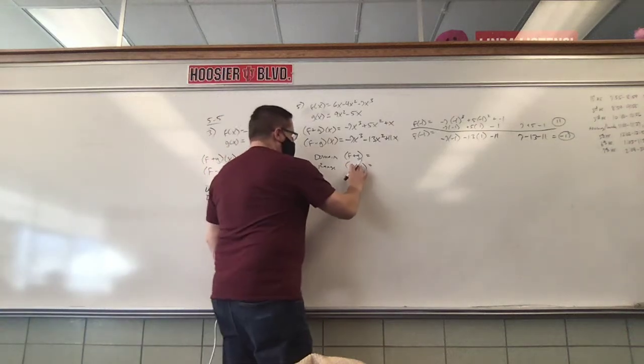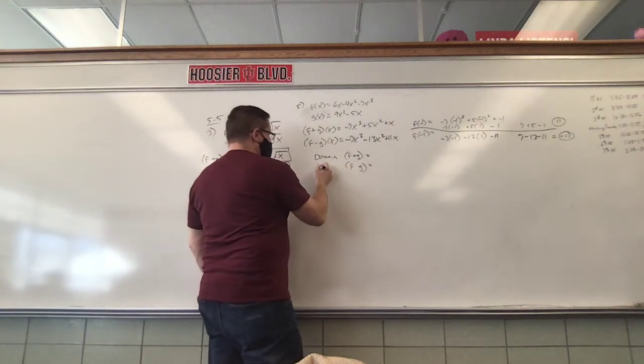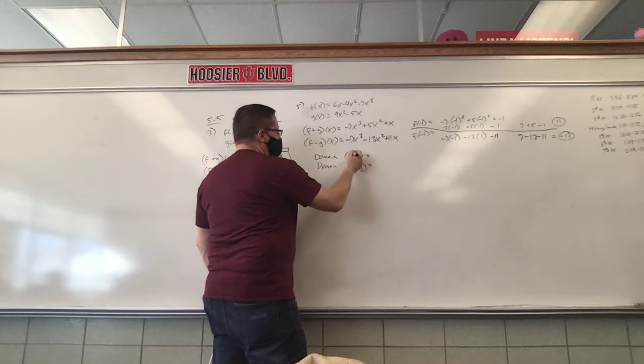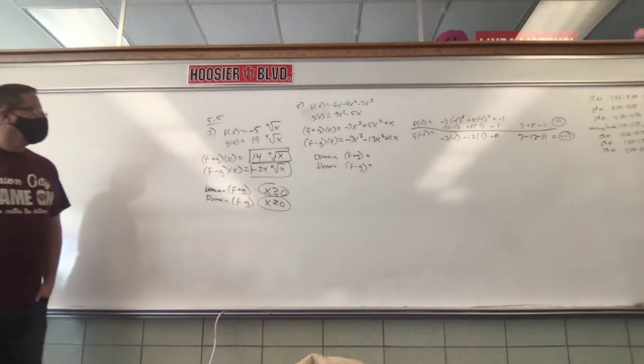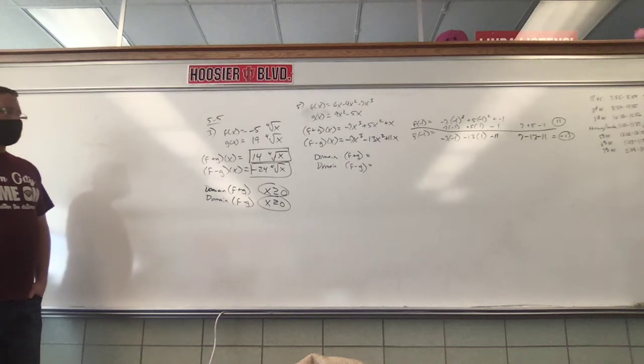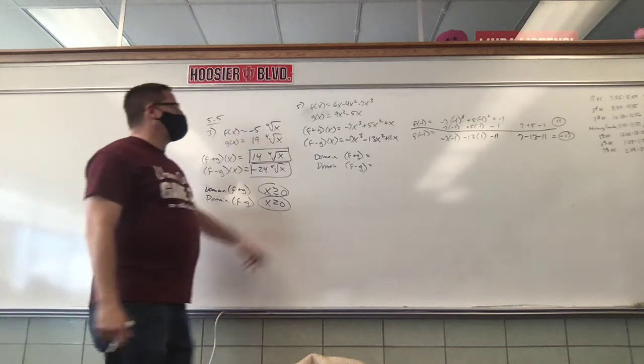Whoops, that should have been minus right there. Where did I get range from? Jeez, I'm sorry, I messed that up. Domain of f plus g and domain of f minus g. I apologize. Yeah, they want the domain of when you add them and the domain when you subtract them. So, again, numbers we can cube and square.